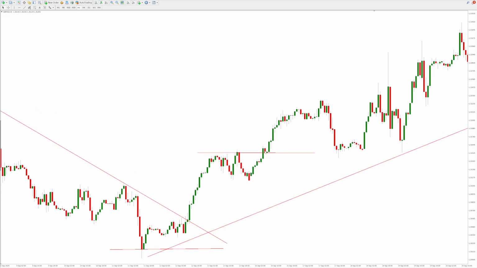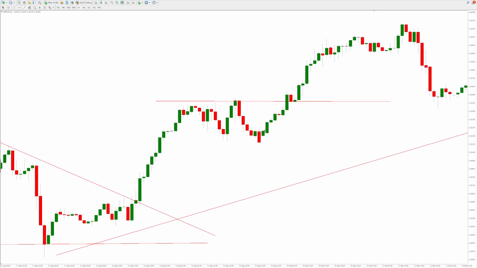You can always wait for the pullback after the pullback, so the breakout and then the pullback to touch the support, the resistance becomes support line. However, that won't always happen. There'll be instances where price will just continue to rise up. So you can trade the breakout. Obviously, look at the candlestick patterns as well. Okay, you can see a breakaway candle here.